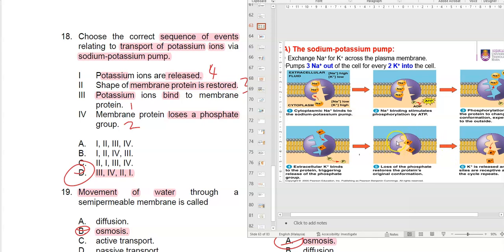So once the sodium potassium pump, or the protein, changes shape, the binding site is no longer compatible for the potassium ion to bind anymore. Therefore, the potassium ion will be released into the cell. So the answer will be D. If you are not clear yet on how the sodium potassium pump works, please read up this slide, which is slide 63.